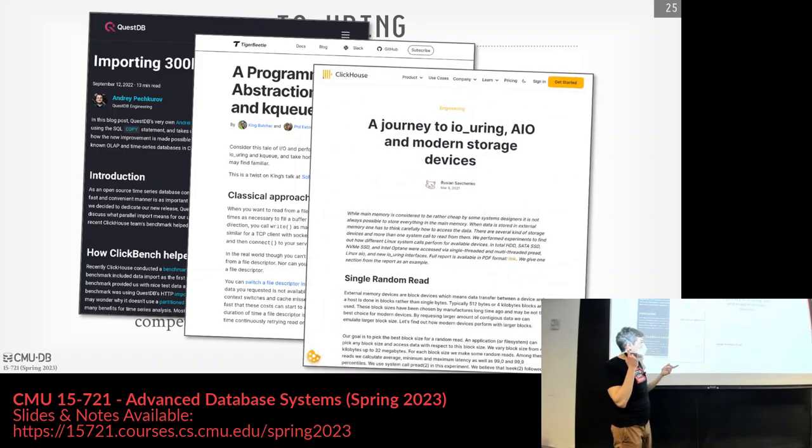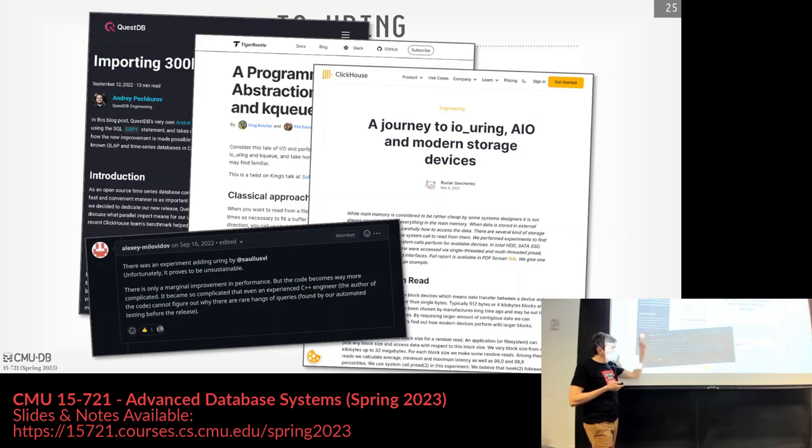And then there's a blog article from ClickHouse that says, here's what io_uring can do in ClickHouse. But if you look at the pull request for the io_uring enhancement to ClickHouse, the reviewer comes back and says they didn't get that big of an improvement and it became very, very hard to deal with. And the guy who wrote the code couldn't figure out why there were bugs. So this patch never got merged.